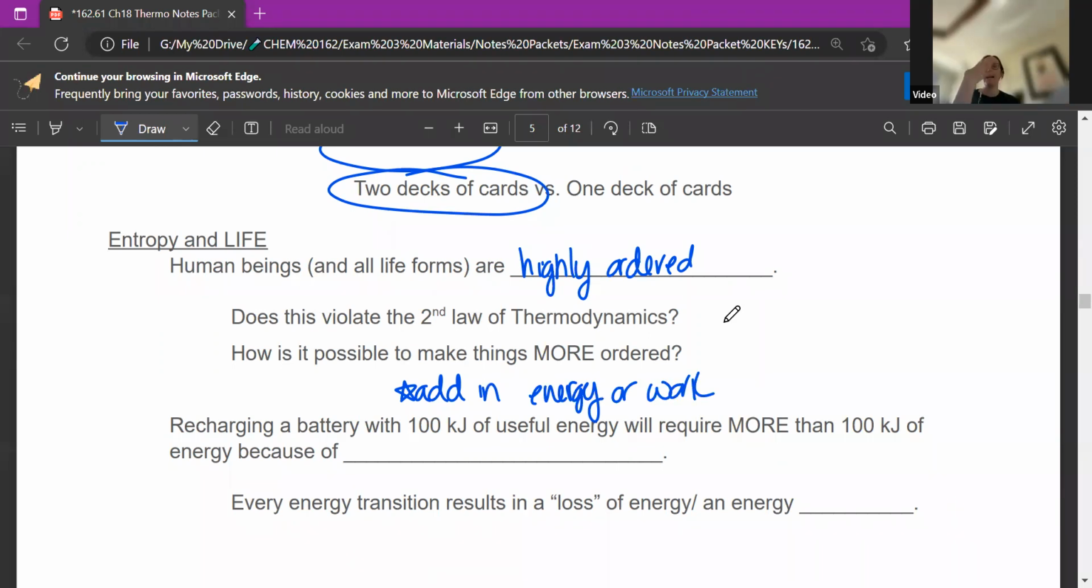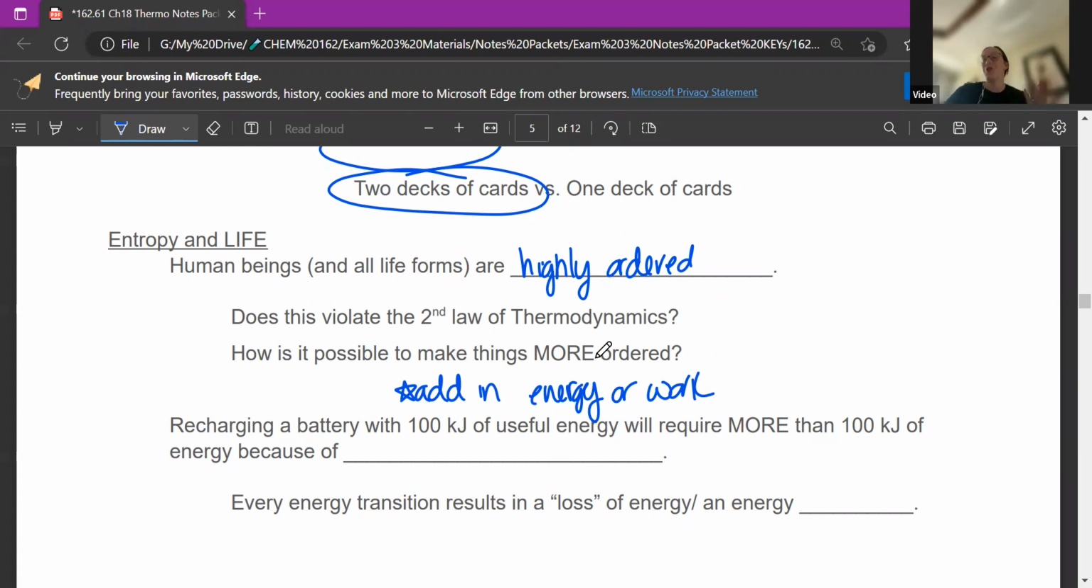How do we create this highly ordered system? Well, we have to take in a lot of energy and work. When a mother's body is creating a human, she has to put in a lot of energy and work in order for that system to become ordered. So there is a lot that goes into it. It's not just the entropy, it also has to do with enthalpy. So both of those are important.